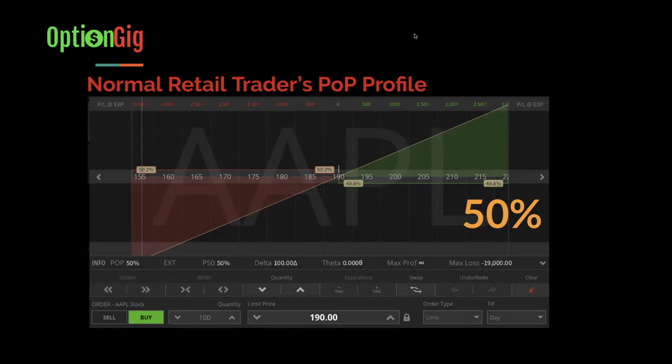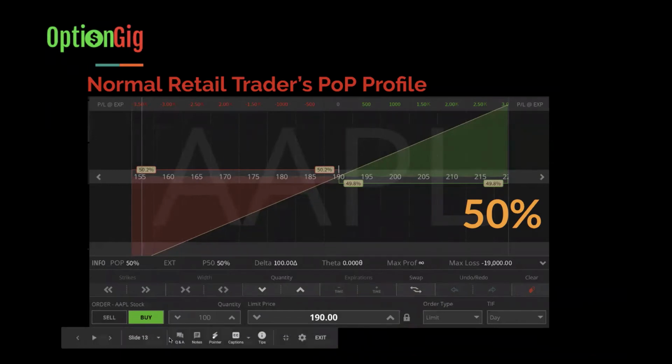Okay, so this is a normal profile of a retail trader. If you are just buying stocks or selling stocks, your probability of profit is 50%. At any point in time, a stock can either go up or go down. If you bought the stock at 190 and it goes high, you make money. If it goes low, you lose money. So our probability of profit in that case is 50%.